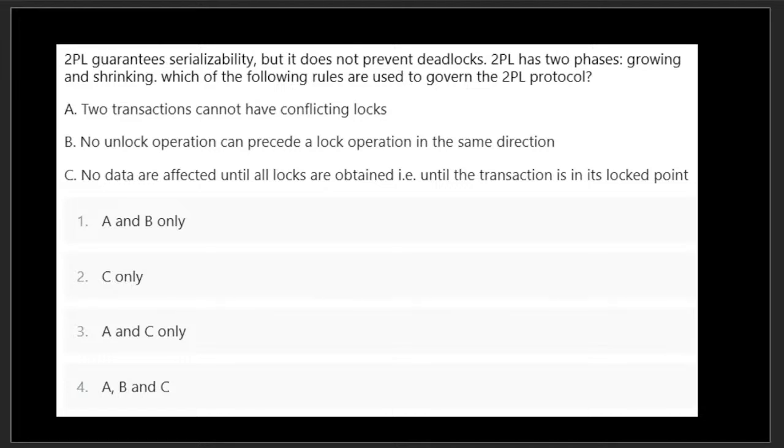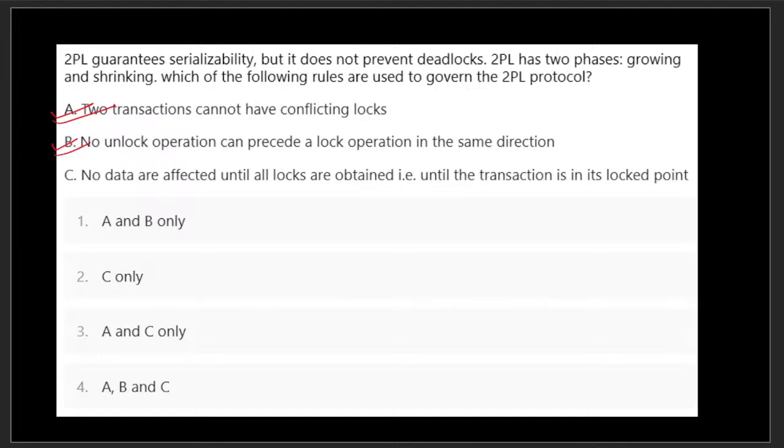For example, two transactions cannot hold a lock for writing on the same resource simultaneously. So that is why this statement A is absolutely correct. If we talk about the second one, which is B, no unlock operation can precede a lock operation in the same transaction. So this is also correct.